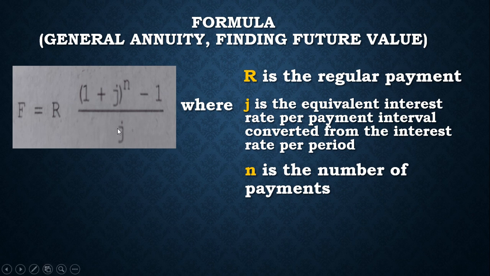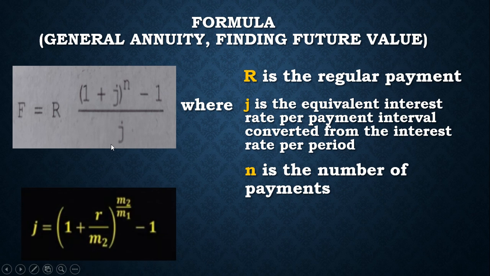Pero bago natin kunin ang general annuity, finding future value, kailangan muna natin makuha ang J, yung value nitong mga J sa formula. So, in finding J, we have the formula, the quantity of 1 plus R divided by M sub 2, raised to the exponent of M sub 2 divided by M sub 1, minus 1. So, constant ito at iyon.